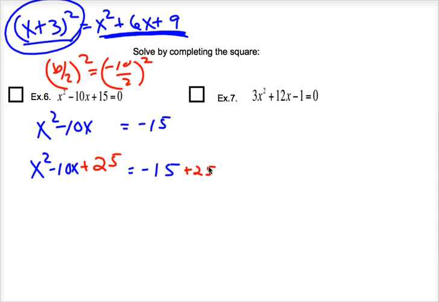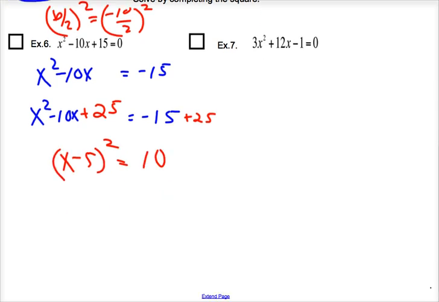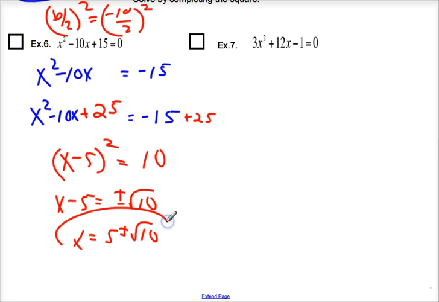Now, like we did yesterday, I can factor this perfect square trinomial on the left. Add the numbers on the right, they become 10. And then it's no different than what we did yesterday, square root, and add the 5. When you square root, don't forget your plus or minus. Add 5. There's your answer. So that's solving by completing the square when you have a plain old x squared.